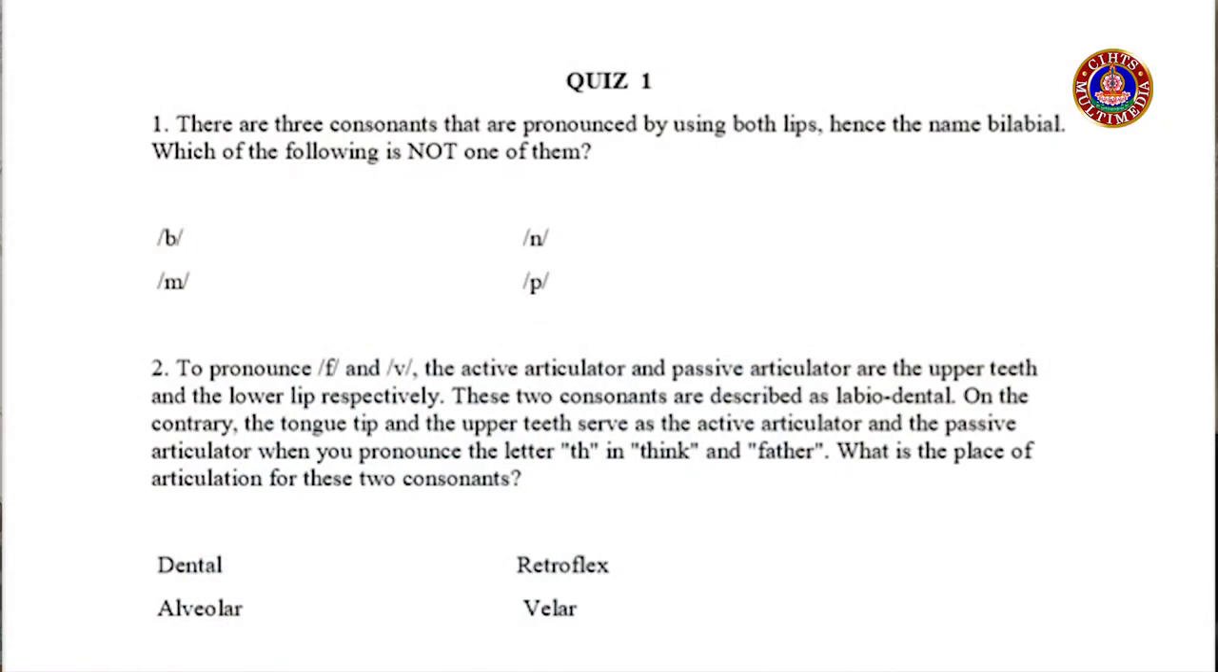Question one, there are three consonants that are produced by using both the lips. Hence we call them bilabial. Understood, right? But which of the following is not bilabial? N is not. So this is clear. Second one, F or V. Two sounds are made when you use upper teeth and lower lip. You can actually try that. Like in victory, the first sound V. So your lower lip and upper teeth are almost together. We call these sounds labiodental. Dental, teeth, and labio, lips. Similarly, you have th, as in think or father. We have to see what the place of the th sound is in the mouth.